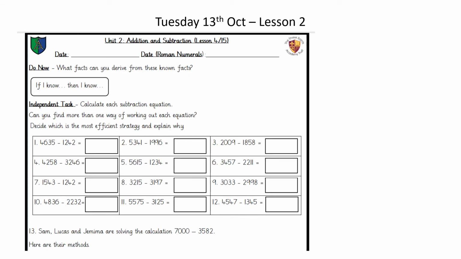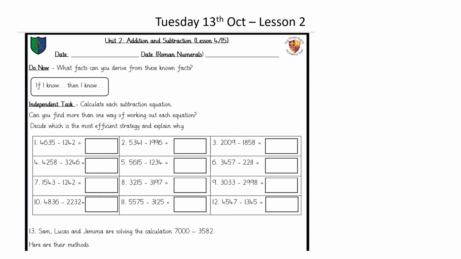Okay, lesson 4 on our unit of addition and subtraction today. So your do now is use what I know to find what I don't know. If I know, then I know. And we're looking at what facts we can derive. Remember, if you derive a fact, it means that you work out a new fact. For example, if I chose 7 times 8 is 56, that is my first fact. I could then work out 70 times 8. I've made my 7 10 times bigger, so I'm going to make my answer 10 times bigger. 70 times 8 would be 560.